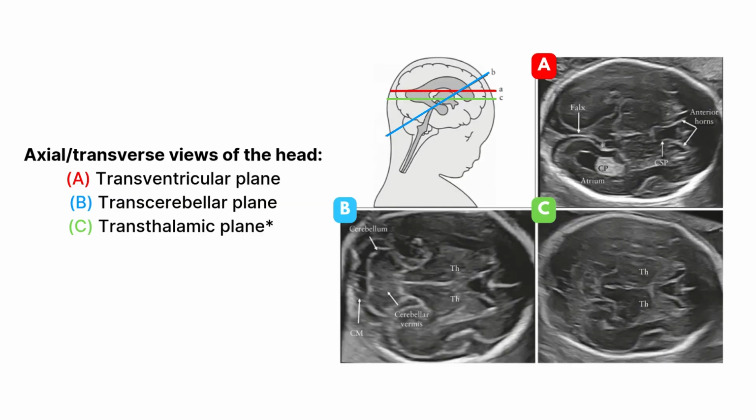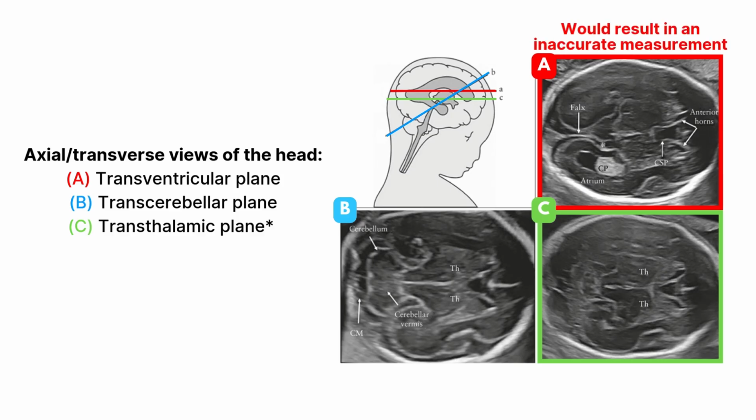Here are some imaging pearls. First, identifying key landmarks is critical to make sure you're in the correct plane. For BPD and head circumference, you need a transthalamic view, which is marked in the green box with the thalami, CSP, and falx clearly visible. If you're missing landmarks, you may be in an incorrect plane, like plane A, which is a transventricular view, where you see the CSP but are missing the thalami. This would result in an inaccurate measurement.